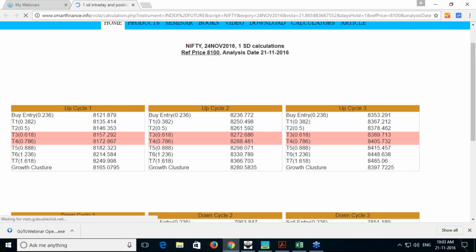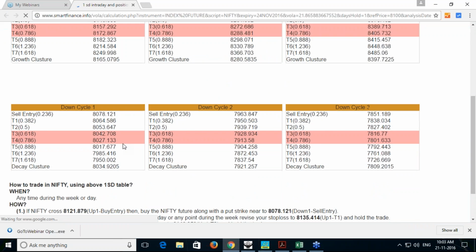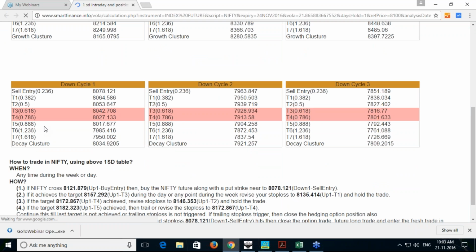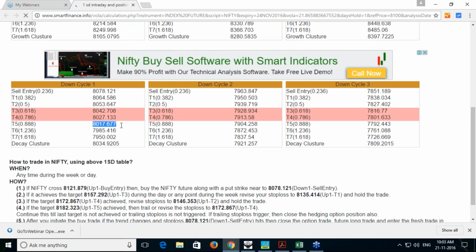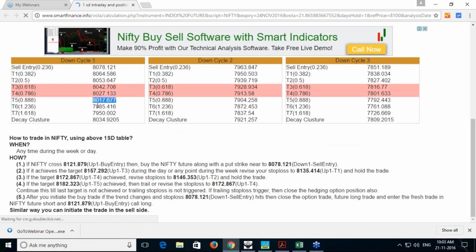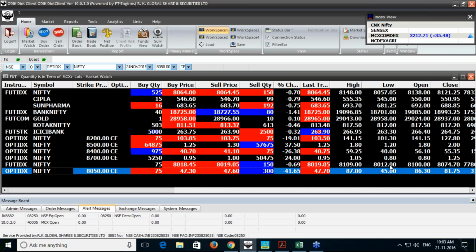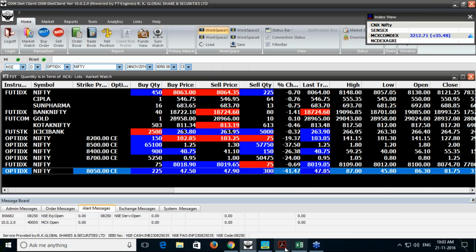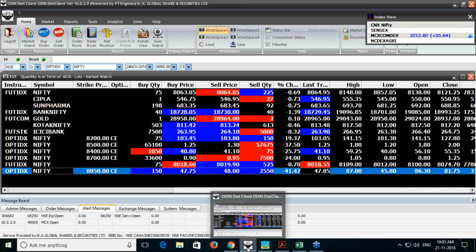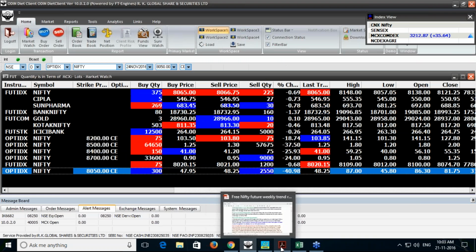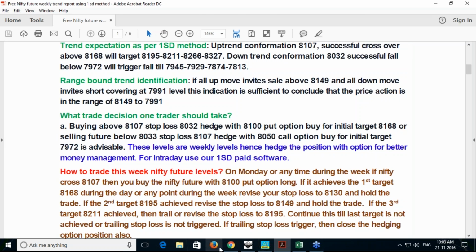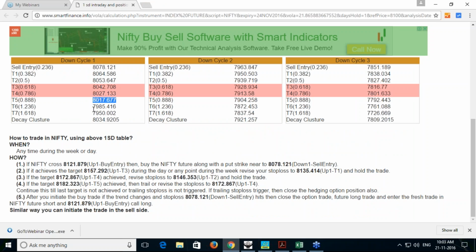So the 888 target on the downside was the 8018 level. 8018 was your 888 target. The 0.888 Fibonacci target, that also you have achieved. So the 8012 level you have come to, so that also you have achieved successfully. And after achieving this particular level, next is 7985, and you can go on with this.